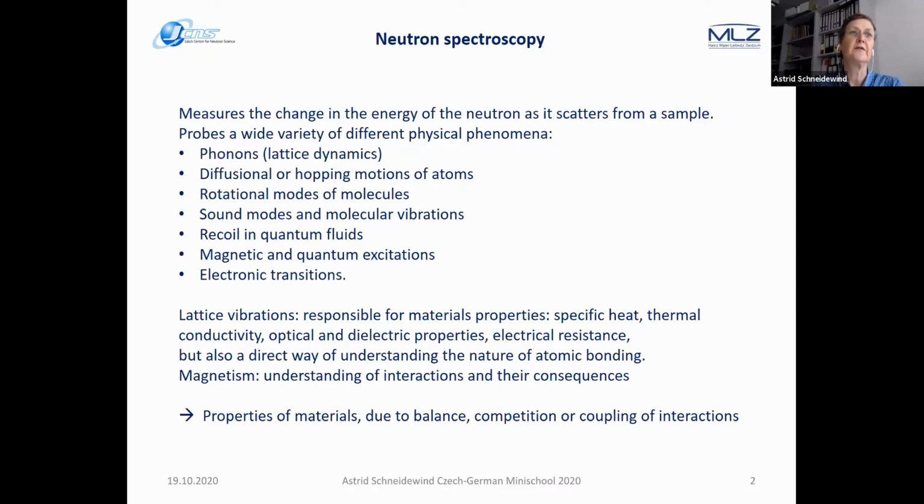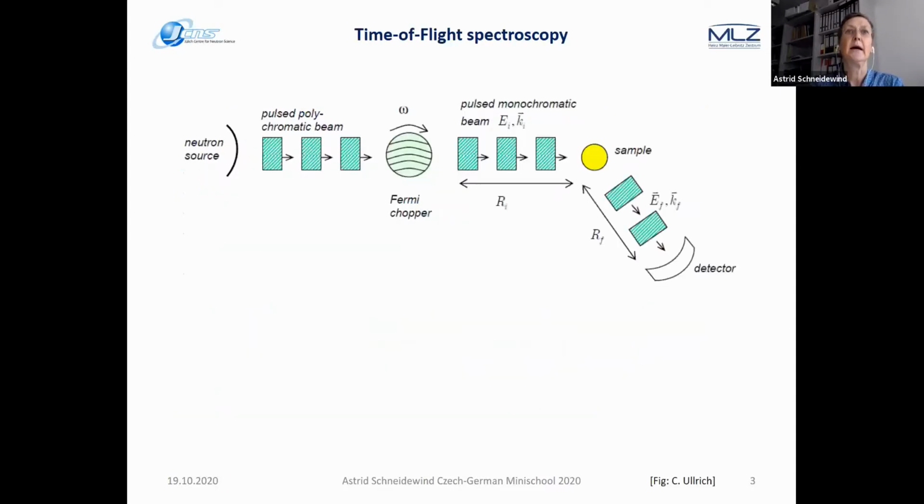And the same is valid for magnetism. If we can understand the interactions which originate the magnetic properties, we also can understand the consequences. So we can manage our materials by understanding how these different interactions either are balanced, how they compete, or how they are coupled.